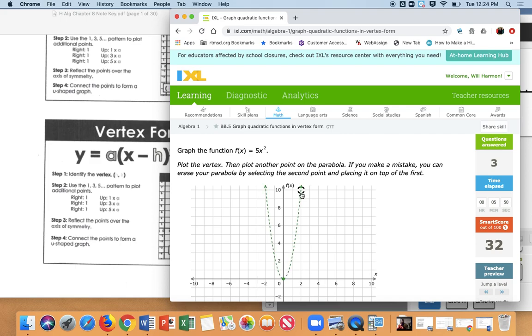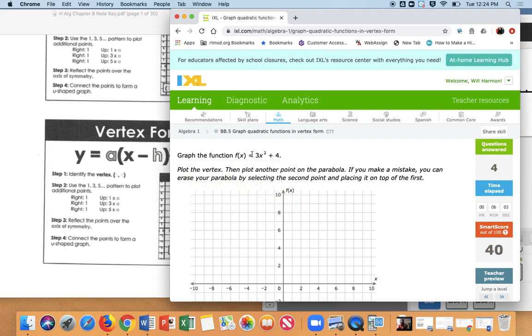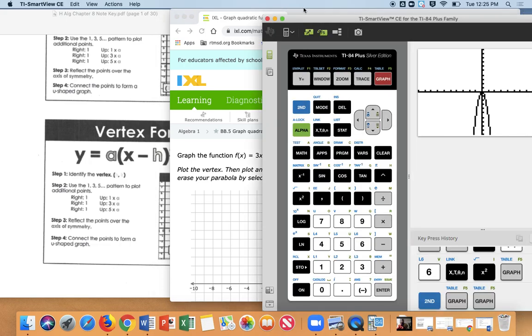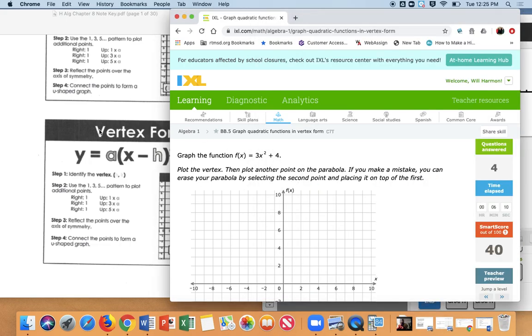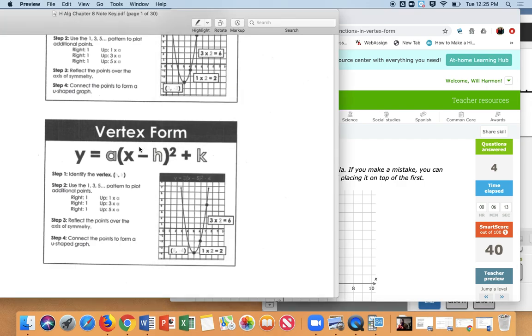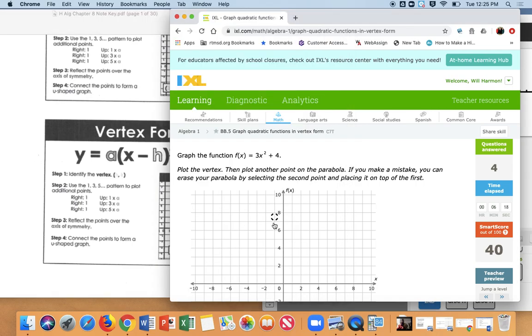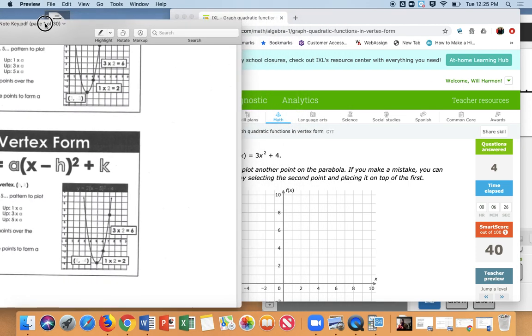So instead of picking 2, let's pick 1. If x is 1, I have 5 times 1 squared. Well, 1 squared is 1, times 5 is 5. Now notice my graphs are starting to change. Again, I could type this into my graphing calculator, but I'm just going to stick with this vertex form. Now notice there is no value with x. I just have a k. So that means if h is 0, k would be 4 in this case. Notice how it compares.